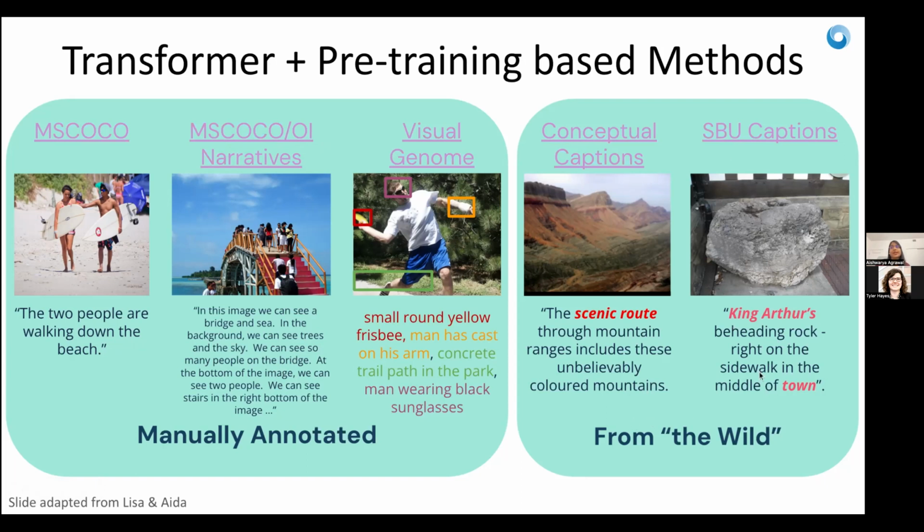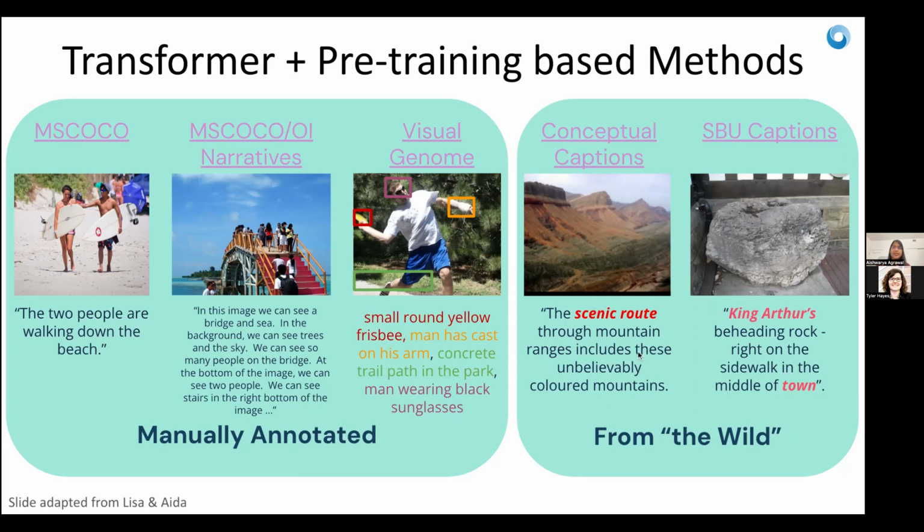On the other hand, we have data sets which are much larger in size because they are scraped from the internet. They're not manually annotated. Conceptual Captions and SBU Captions are two examples. I think there are many more, like LAION recently. Conceptual Captions is essentially images, and the text is the alt text field corresponding to these images on the web pages from where these images are mined. So in these captions there's much more diversity, and they are mined from the internet.